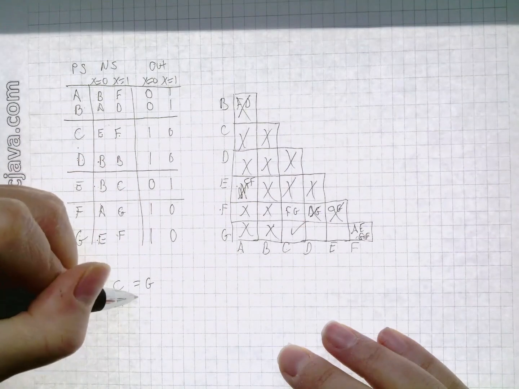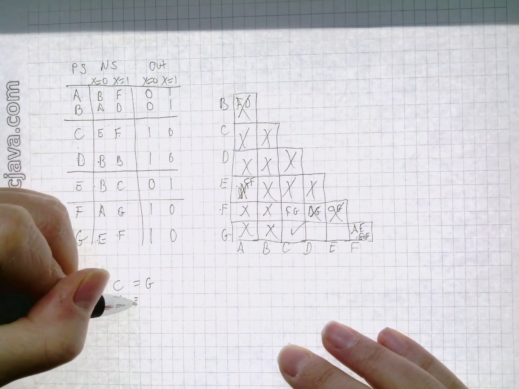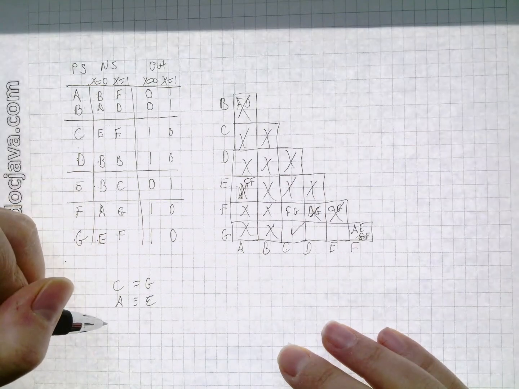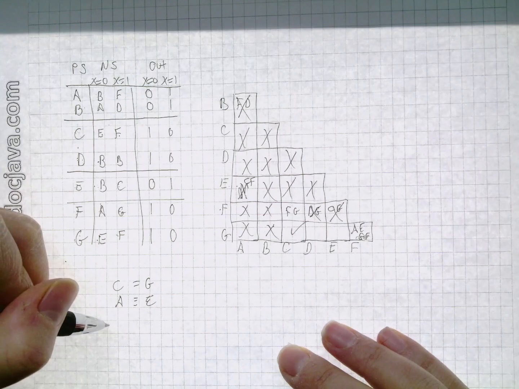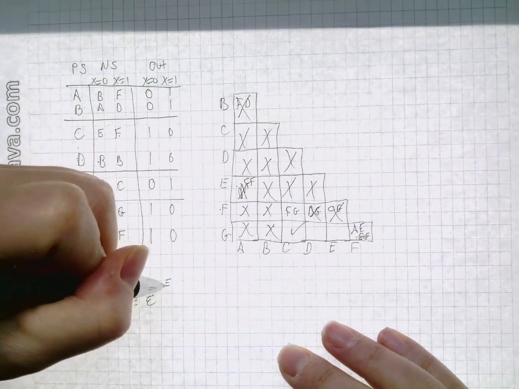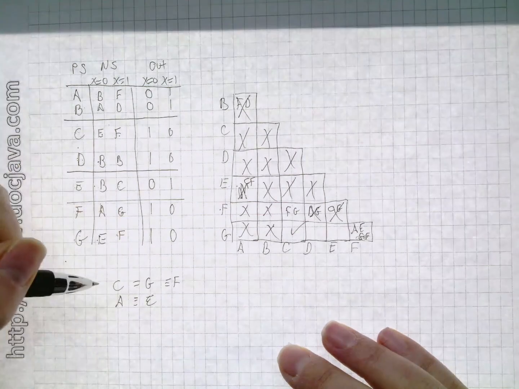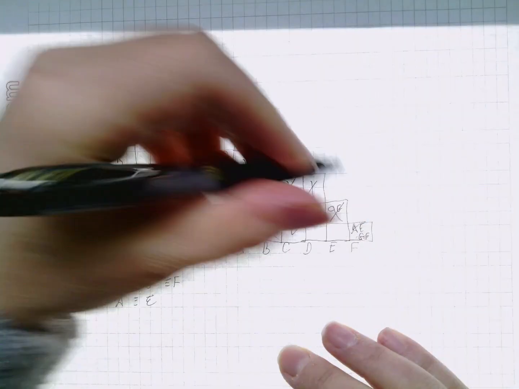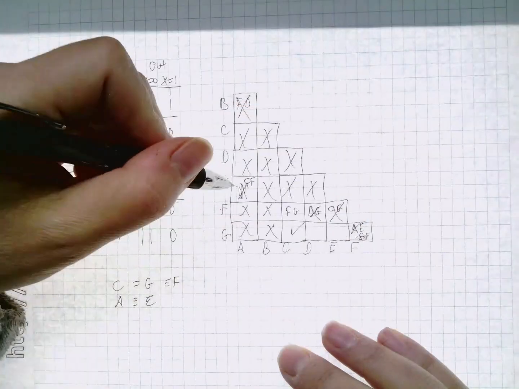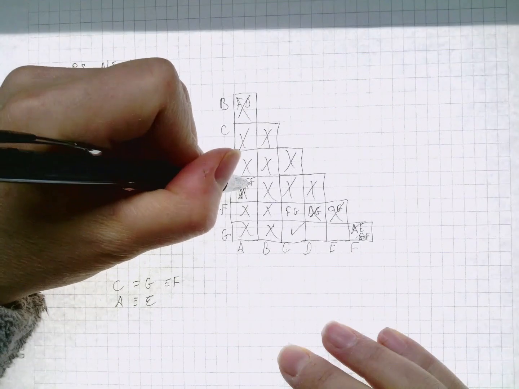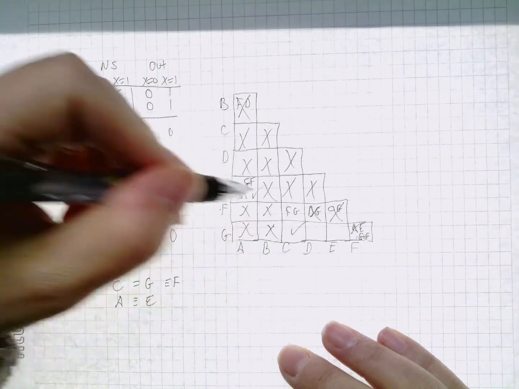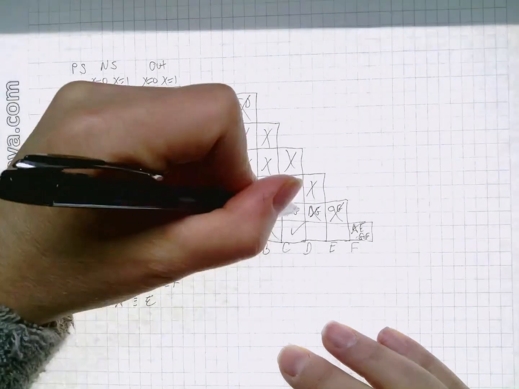So we have A is equivalent to E, which is good. We've got already C and G, but it looks like F is also equal to G, so we can just throw that in there. So now I have C equals G equals F. So we got that, C and G. I got A and E. I put that check in there, C and F, got that in there.